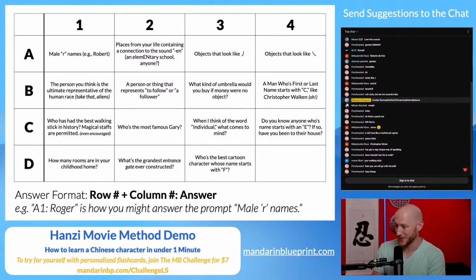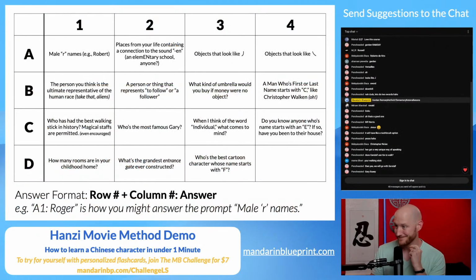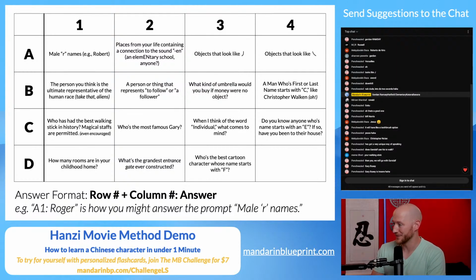And in case anybody has forgotten who Gary Busey is, this is Gary Busey. And so he rules. And if you don't know who Gary Busey is, then I'm so excited for you because you have a new favorite actor. All right, let's go with Gary Busey. Next, answer this prompt. When I think of the word individual, what comes to mind?